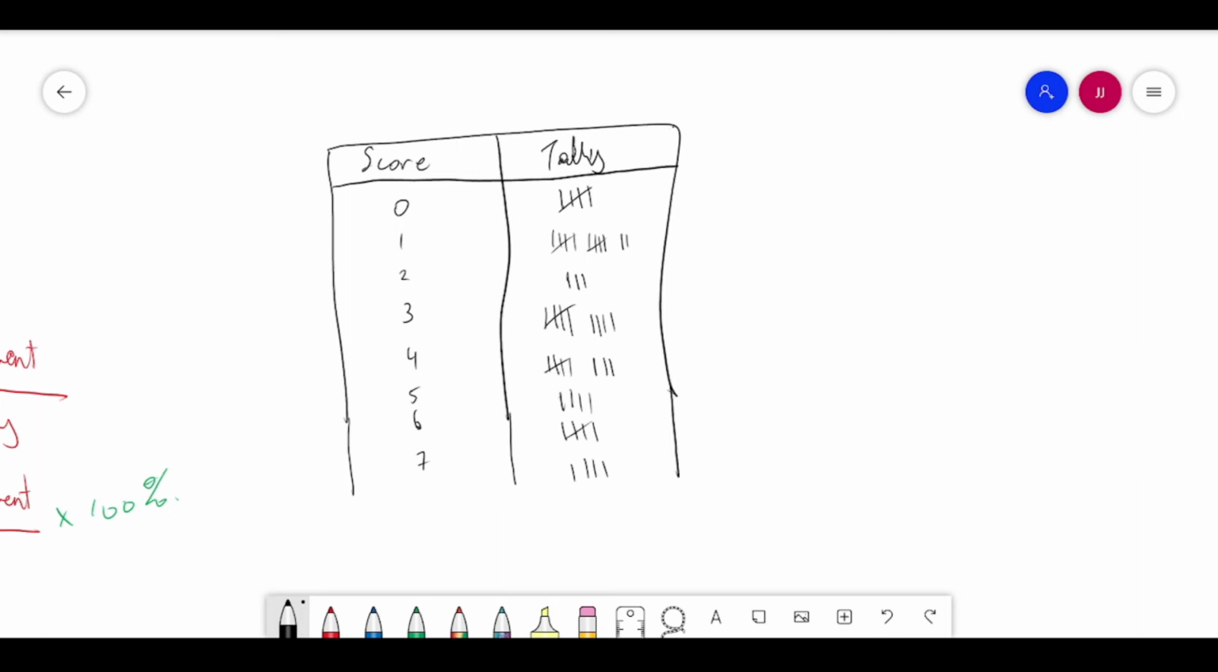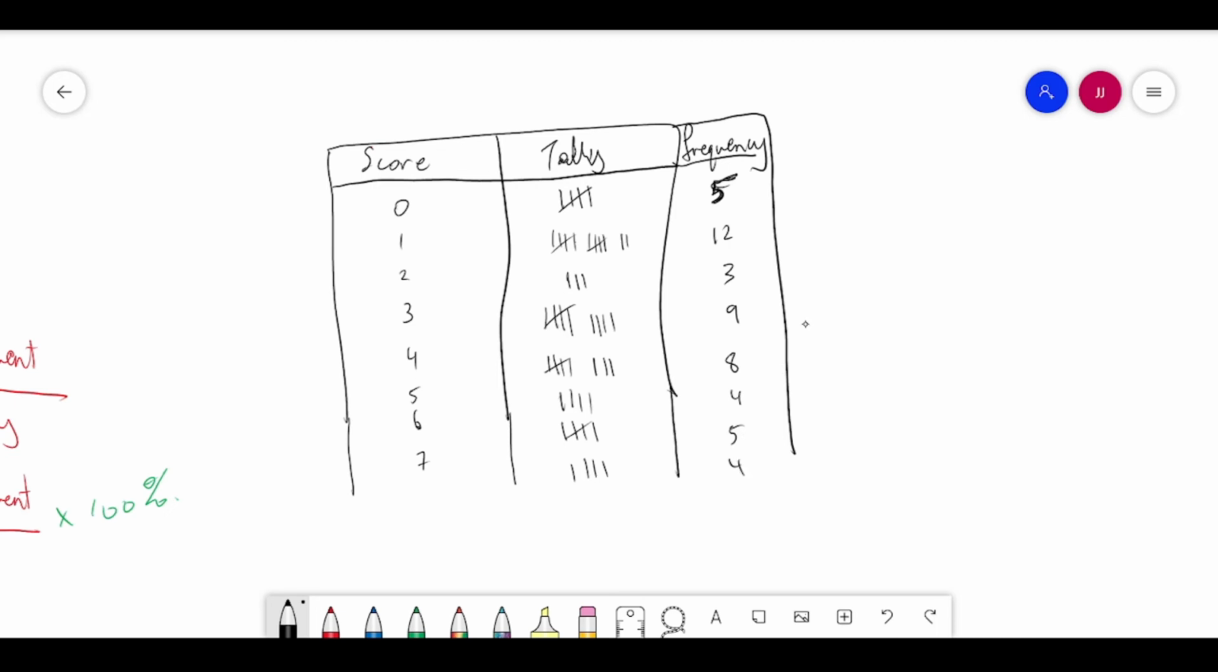Now what we can do is get the frequency from this. Of course, the frequency will come from the tally. So this tally here means 5, 5 and 5 is 10, 11, 12. This is 3. This is 5, 6, 7, 8, 9. This is 5 and 3 is 8. This is 4. This is 5, and of course this is 4 again.